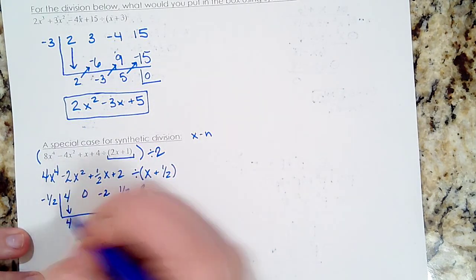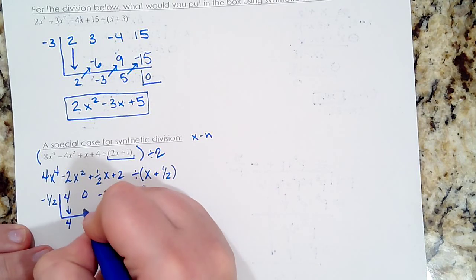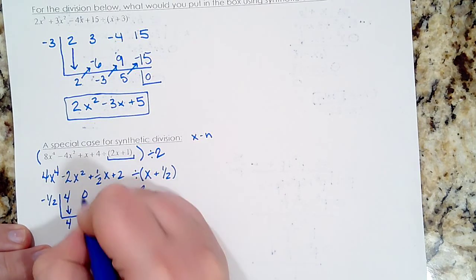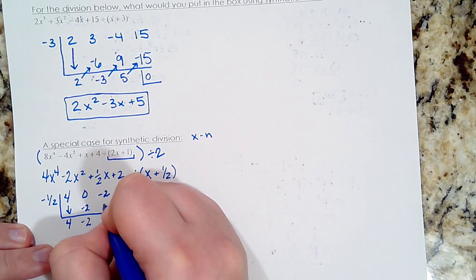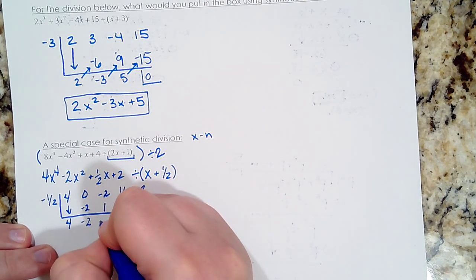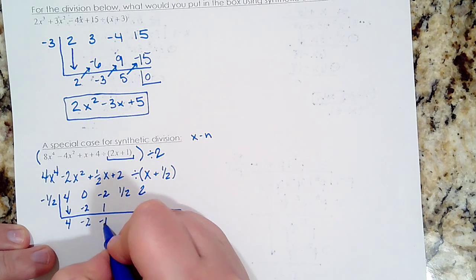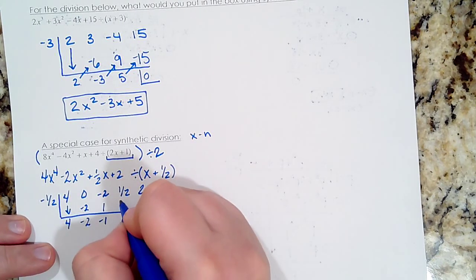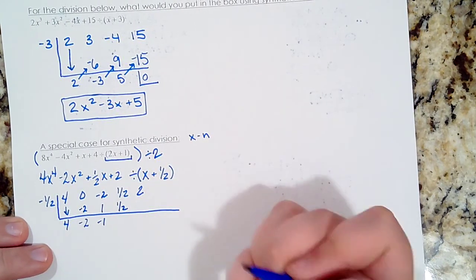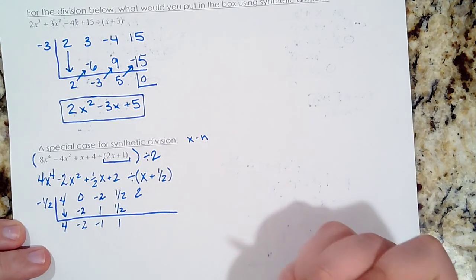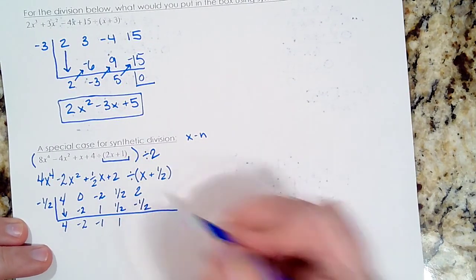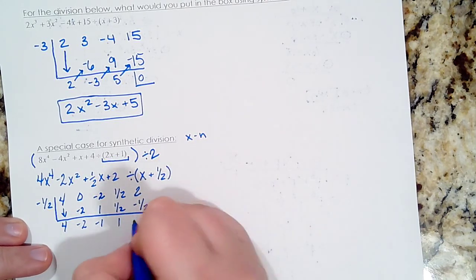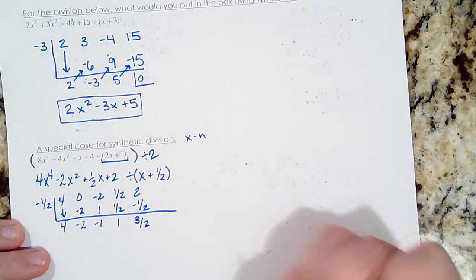4 comes down. 4 times negative 1/2 is negative 2. Negative 2 times negative 1/2 is positive 1. Add down, I get negative 1. Negative 1 times negative 1/2 is a positive 1/2. 1/2 plus 1/2 is 1. 1 times negative 1/2, negative 1/2. And then I'm left with 3/2.